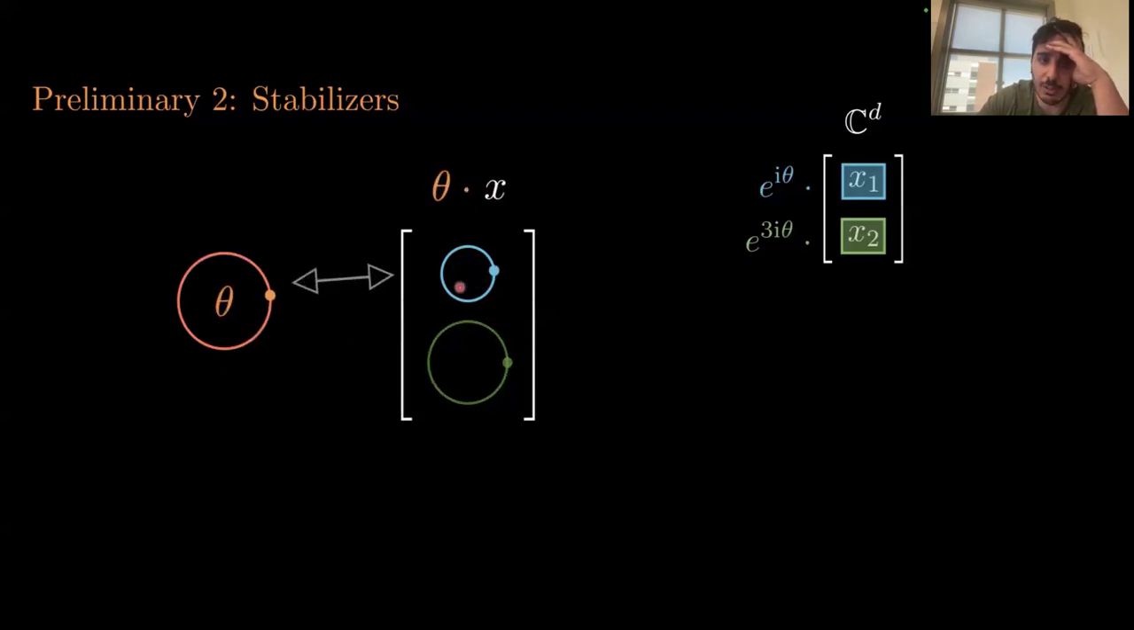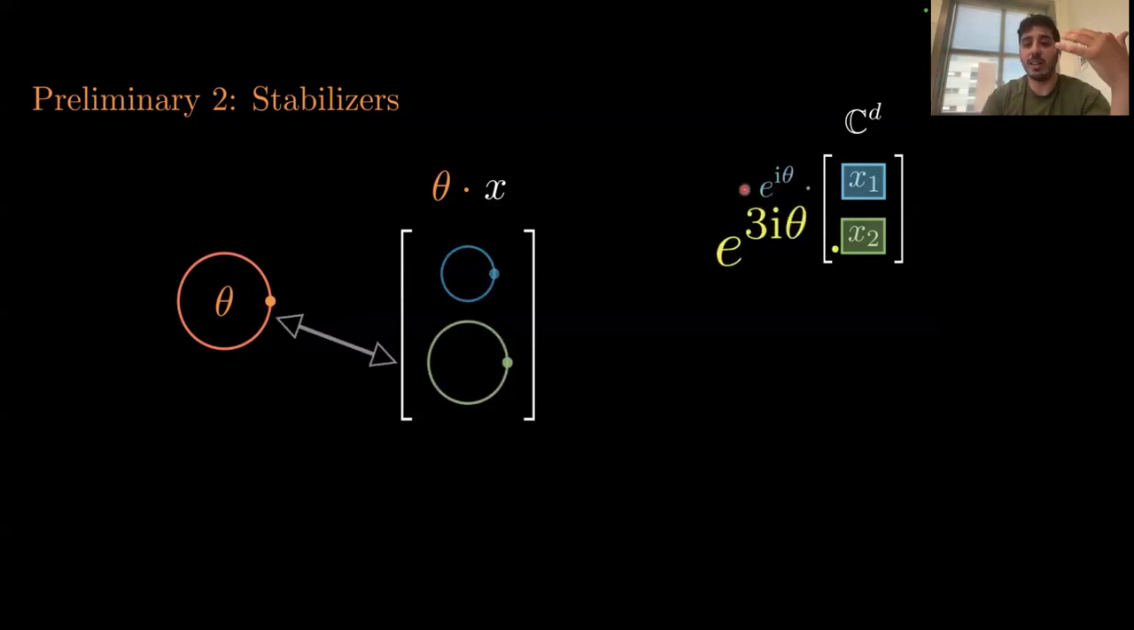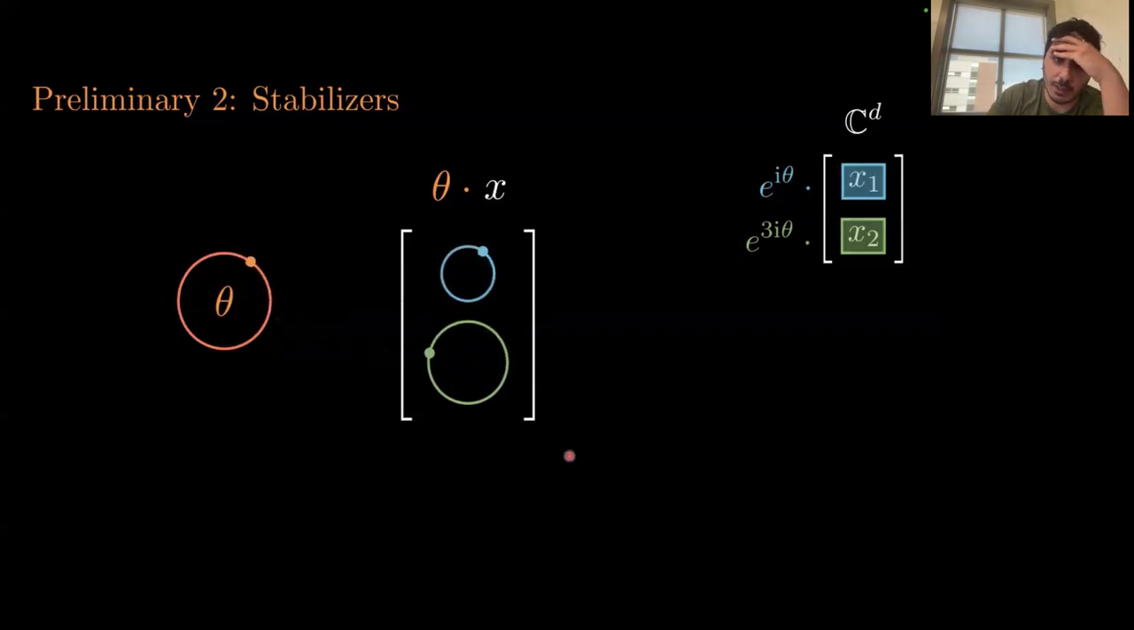Let's see how theta acts on the first component. They act one-on-one. They go together with the same speed. And that's because I have e to the i theta, which acts with the same speed. But for the second one, I have 3 times the speed. So it's going faster. When theta completes 1 revolution, the green orbit completes 3 revolutions. So this guy is going 1-to-1, and the green guy is going faster, kind of like 3-to-1.